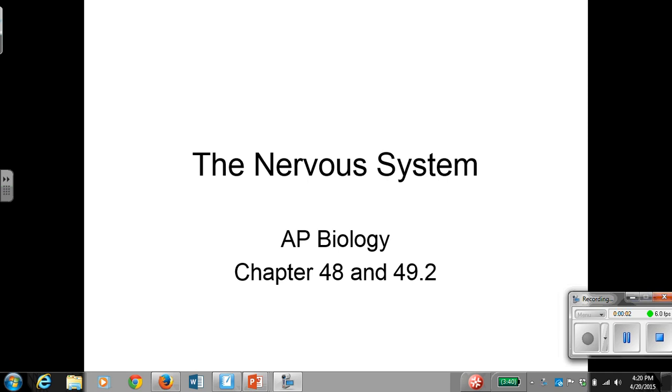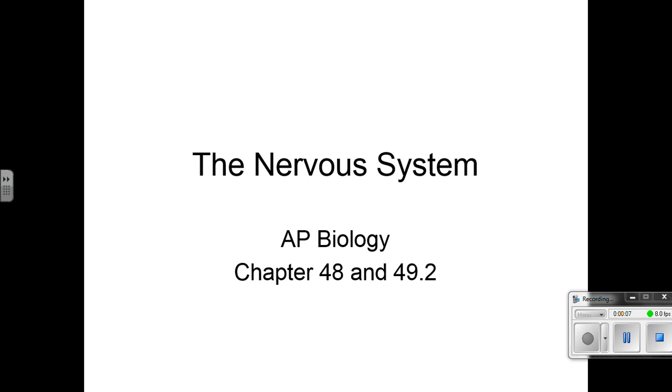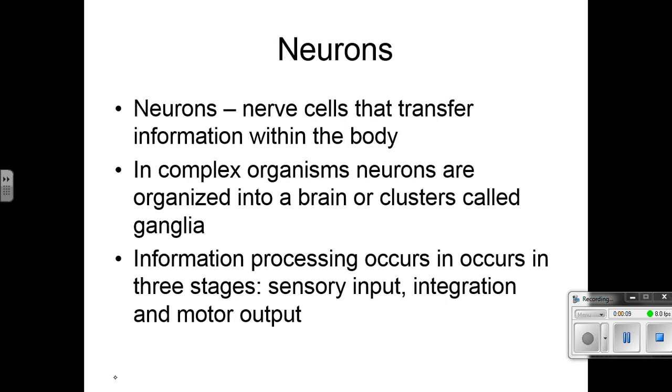All right, this is the nervous system, chapters 48 and part of 49. Neurons are nerve cells that transfer information within the body. They're organized into a brain in complex organisms, or in less complex ones, they might be organized into something called ganglia. Information processing occurs in 3 stages: sensory input, then integration in the brain, and then there's a motor output.